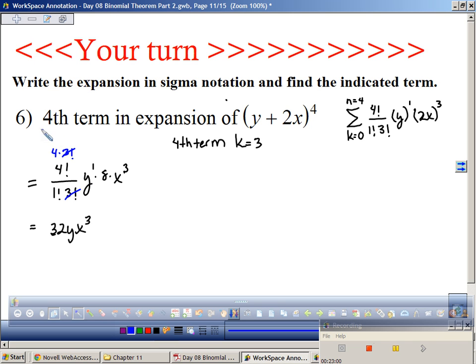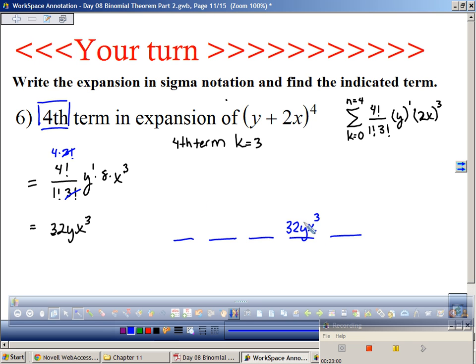Because it wants only the 4th term. This is not asking you to expand it. It's asking you, you've got 5 slots. 1, 2, 3, 4, 5 slots. This one's the 4th one, without doing all the rest of it. So it seems like a lot of work, but it really isn't. It's a shortcut. How do you find k?